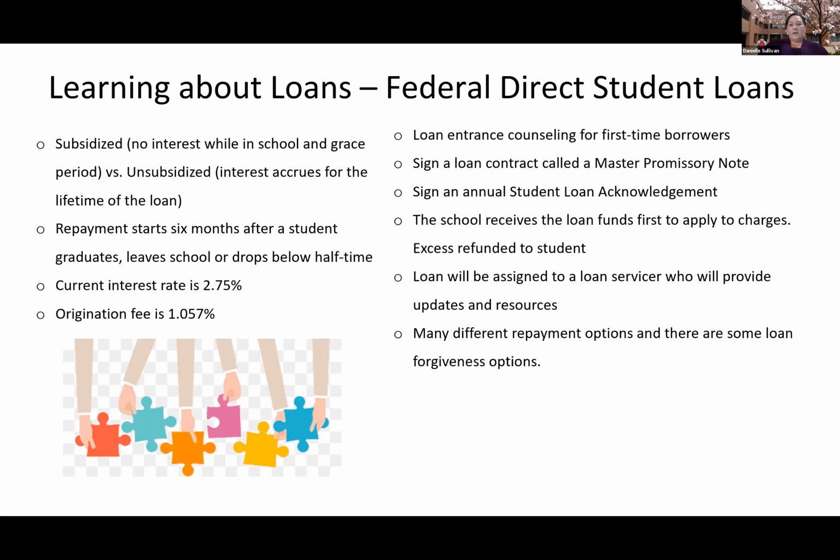Once the loan is applied to your bill, it will be assigned to a loan servicer who will be responsible for providing you with updates. So WSU isn't going to be emailing you about paying your student loan; it's going to be a federal servicer. Right now there are 13 different servicers, and they try to assign your student loans to the same company, like Mohela or FedLoan Servicing, and not change that on you, so that all of your student loans are in the same place. And there are many different repayment options and even some forgiveness options depending on what kind of career you pursue.